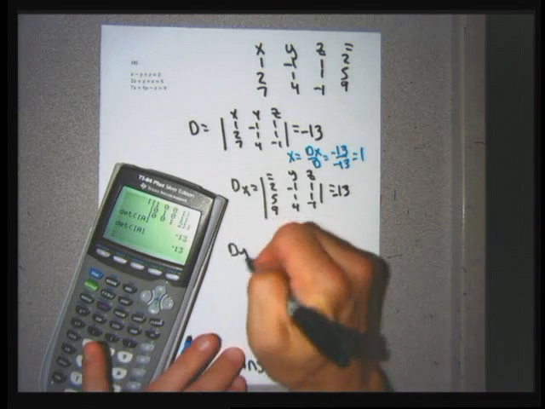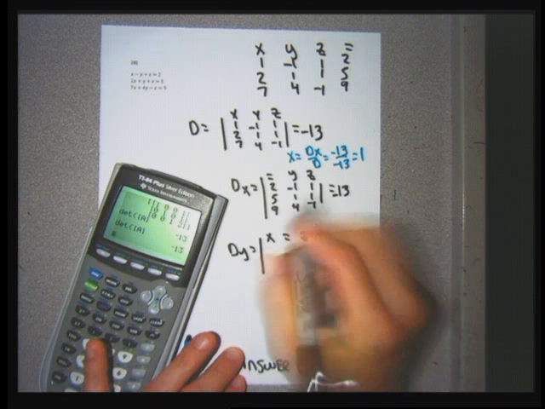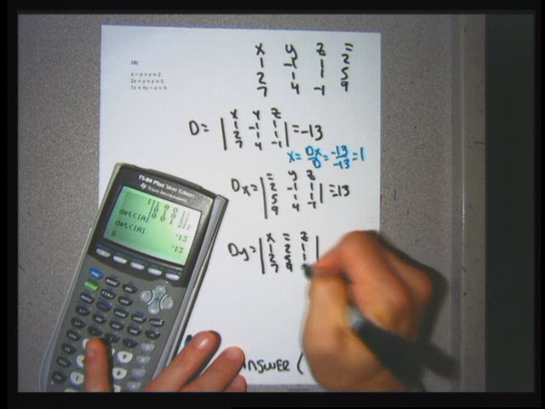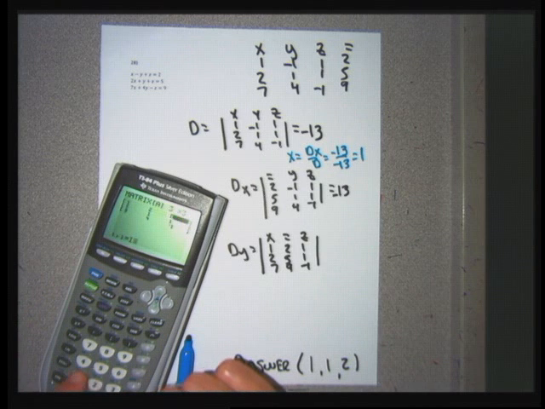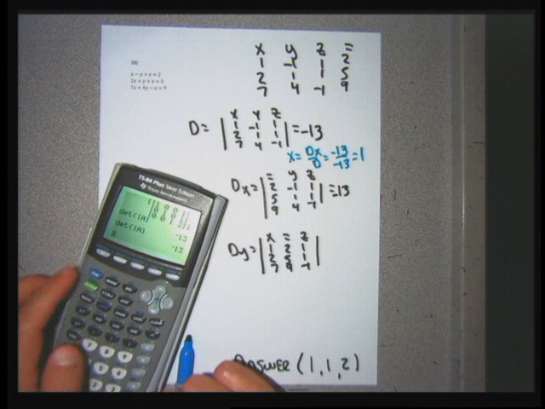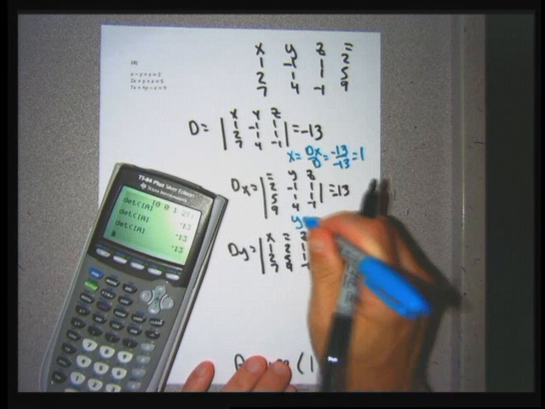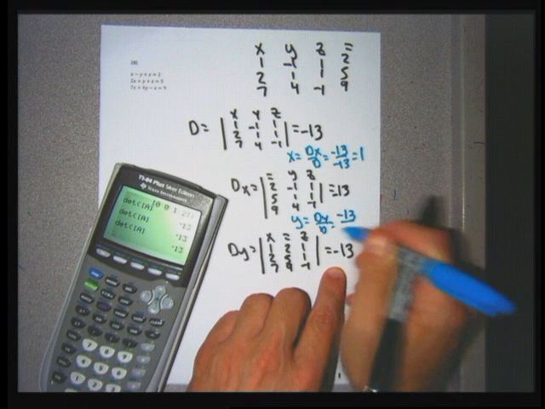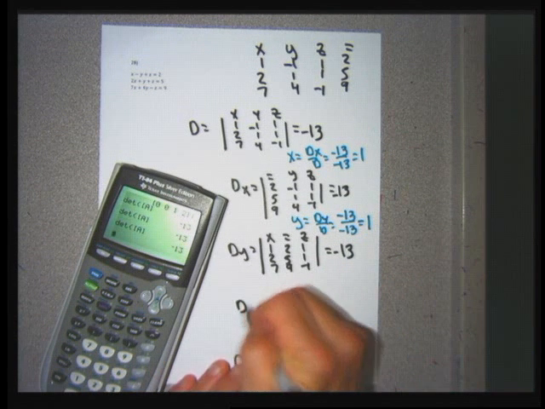The D sub y determinant is going to have the x column, the equal column, and then the z column. The x column is 1, 2, 7. The equal column is 2, 5, 9. The z column is 1, 1, negative 1. So second matrix, edit, 3 by 3. 1, 2, 1, 2, 5, 1, 7, 9, negative 1. Second quit. Second enter, enter. Gives me another negative 13, which is still good because y is D sub y over D. D sub y is negative 13, D is negative 13, negative 13 over negative 13 is 1. I got that properly.